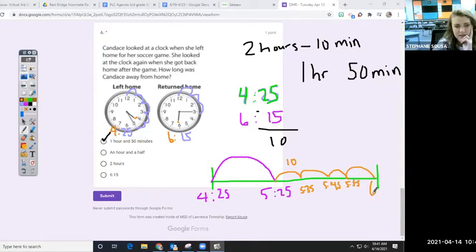Plus 10 minutes is 6:05. Plus another 10 minutes is 6:15. So we can see that we have hopped 5 tens and 1 hour. Okay.